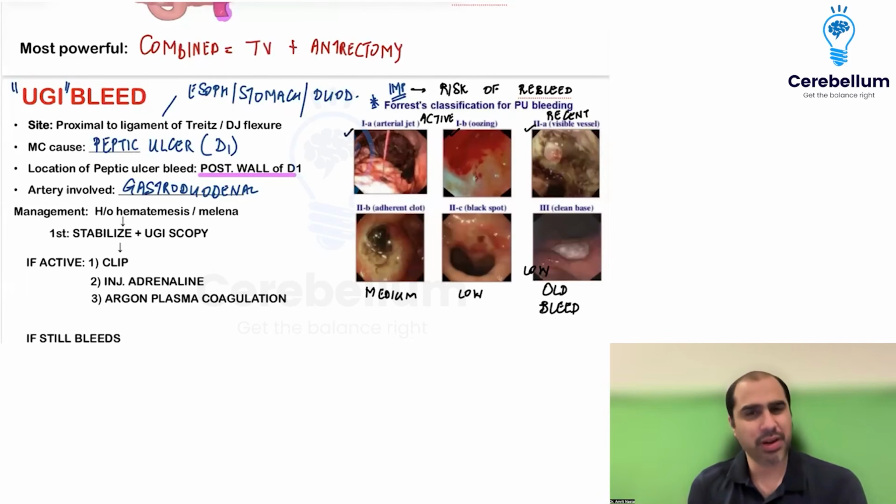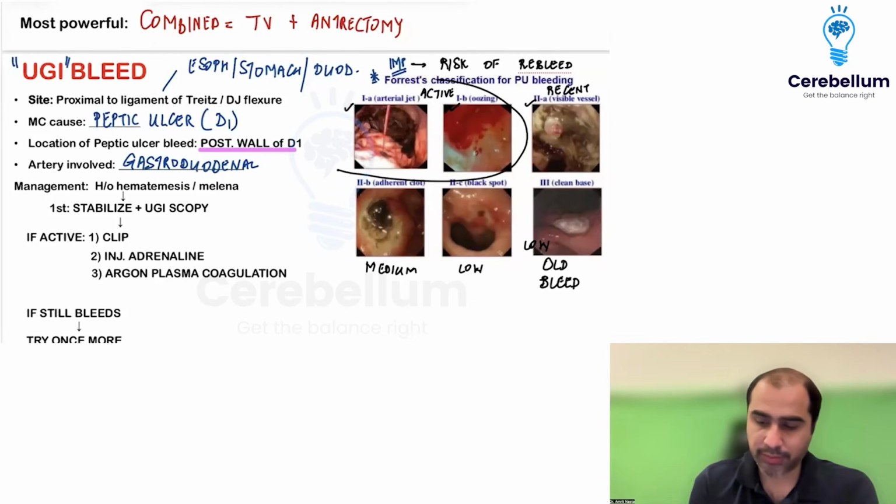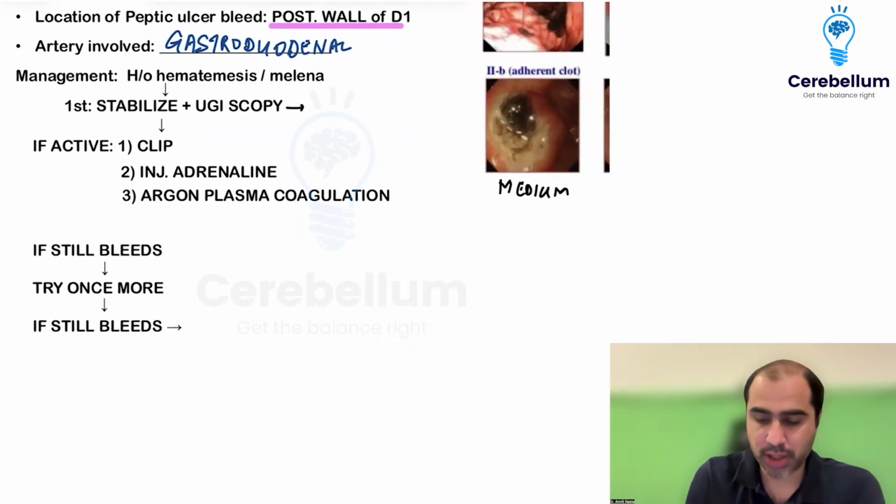There are other severity scores also, Rockall score, Glasgow-Blatchford. Not that important. This one is very important. And this is the endoscopic classification. So when I did the endoscopy, if it was active, it means it is 1A, 1B. In this case, I did endoscopy and the bleeding is active. Then obviously I have to do something to stop it. I can do one of these three things.